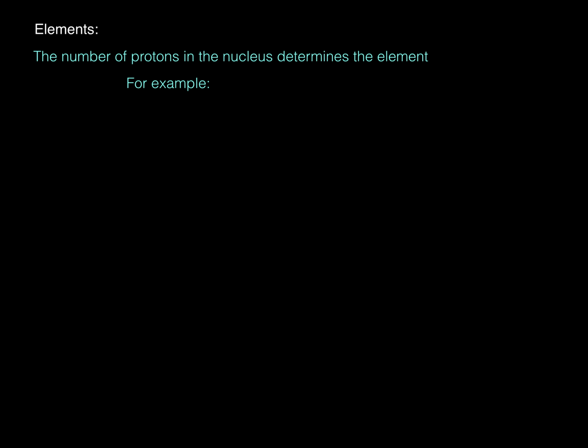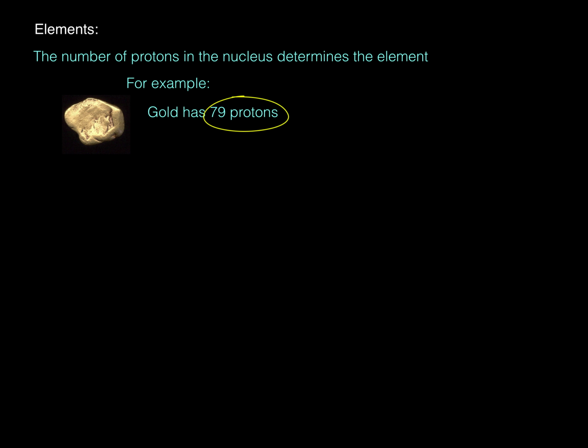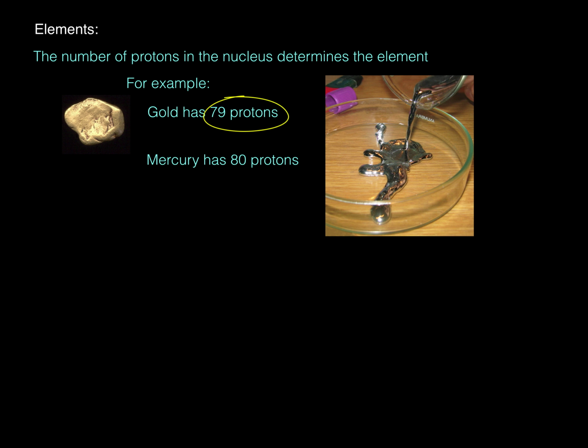Protons and neutrons are important parts of the nucleus. The number of protons in the nucleus determines the element. For example, gold has 79 protons. Gold is a yellowish solid metal. Mercury has only one more proton. Mercury has 80 protons, and mercury is a silver liquid metal. Just changing the nucleus by one proton completely changes the properties of the substance.